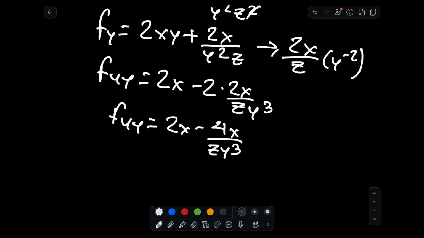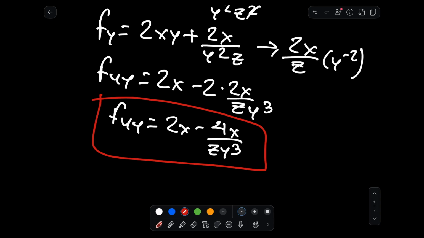And that is pretty much it, covering this section of partial derivatives. Probably my favorite in this entire chapter. Thank you so much for watching, and I hope you guys have a fantastic day.